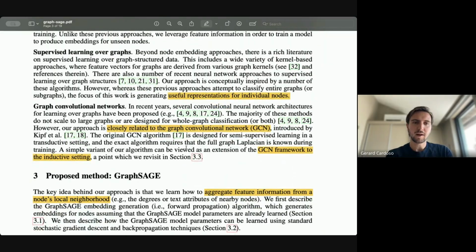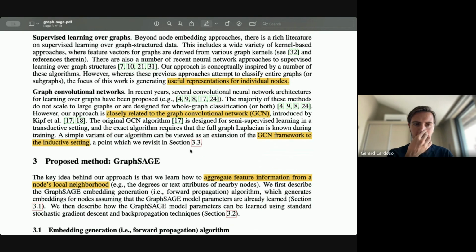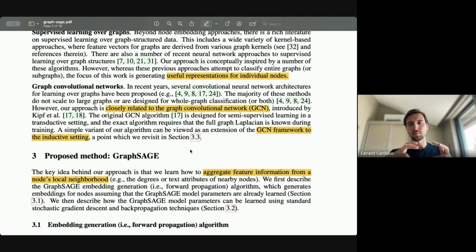They also compare their work to graph convolutional networks. And I think they've taken inspiration from graph convolutional networks, where they learn the functions that are applied over the neighborhood of specific nodes.